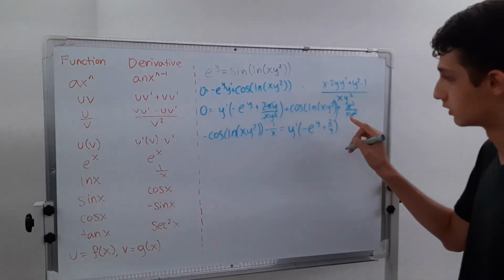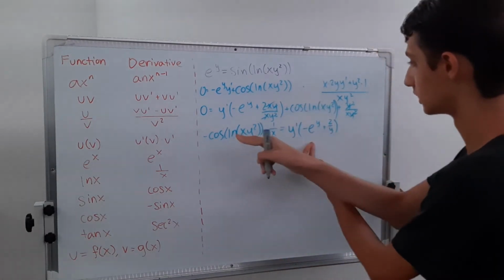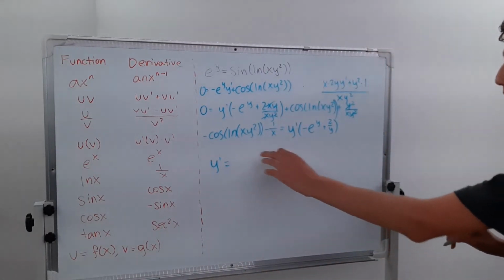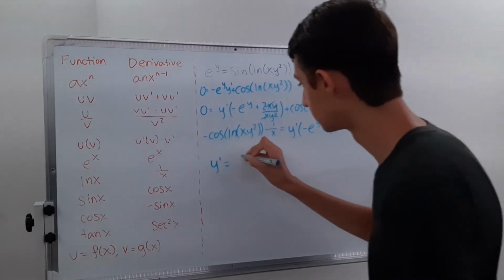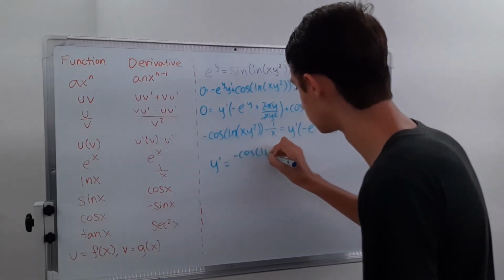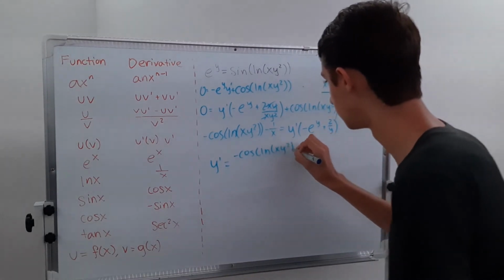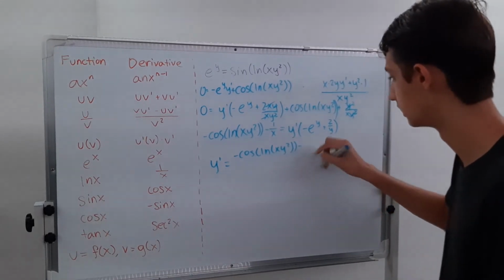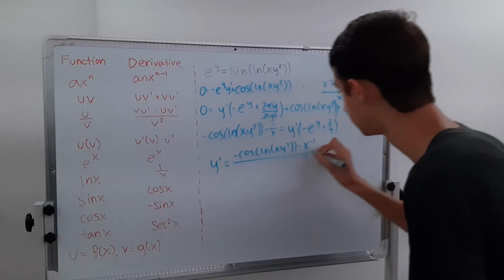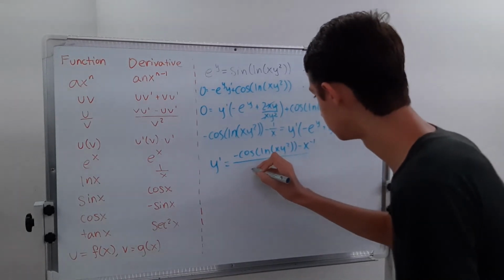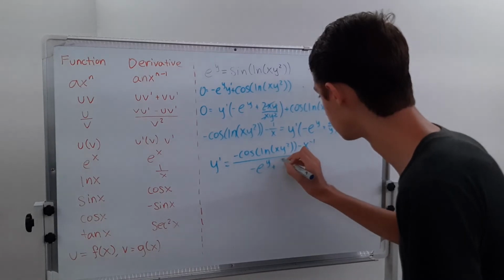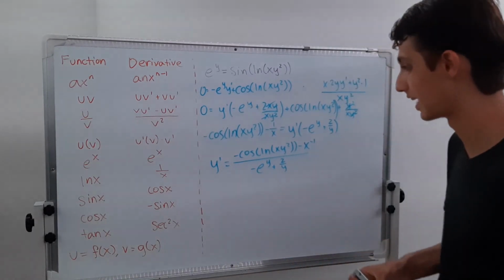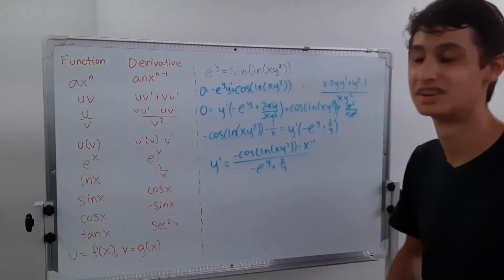So let me just, I'm just going to switch these two sides around, and I'm going to put the y prime here. Okay, y prime is equal to this divided by that, negative cosine natural log xy squared minus 1 over x. Actually, I'll just do x to negative 1 to keep it consistent, divided by negative e to the y plus 2 over y. And you can simplify, cancel a few negatives out, but I'm just going to leave it like that, because that's the end of our derivative.